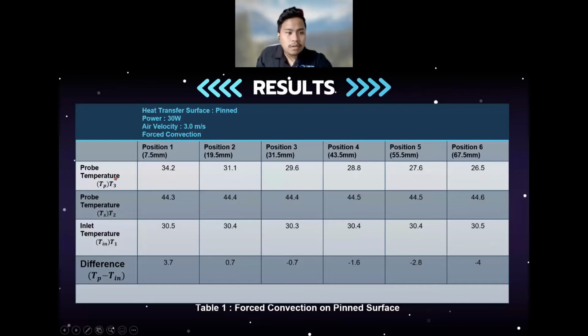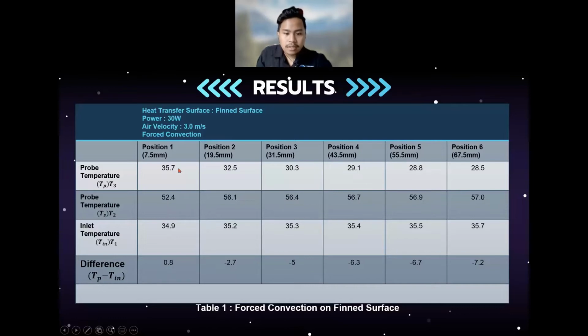So you can see probe temperature T3, the highest is 34.2 at position 1. Probe temperature T2, the highest is 44.6 at position 6. And inlet temperature T1, the highest is 30.5 at position 1 and position 6. For the difference temperature, TP minus Tin, the highest is 3.7.